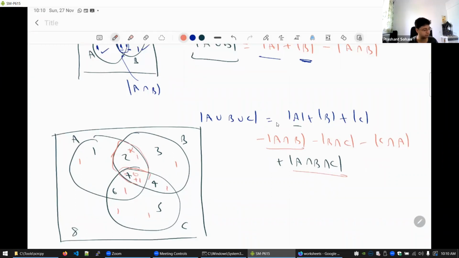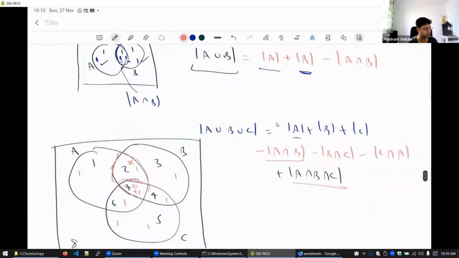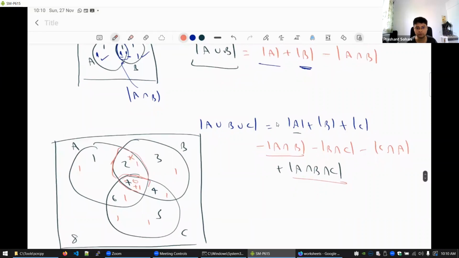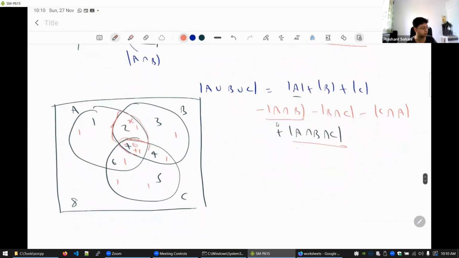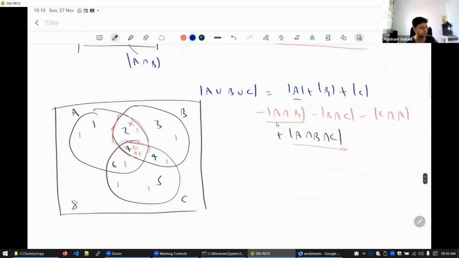Okay, so I hope this pattern is clear for others also. You can work it out similarly for slightly larger sets also, A, B, C, D, and see how it works. But the way the terms are written, there is a clear pattern there, right? First we add all the elements of set size 1, then we subtract of size 2, and then we add of size 3, etc. So with this motivation, at least we can write the expression of the general case, even though we have not proven it.